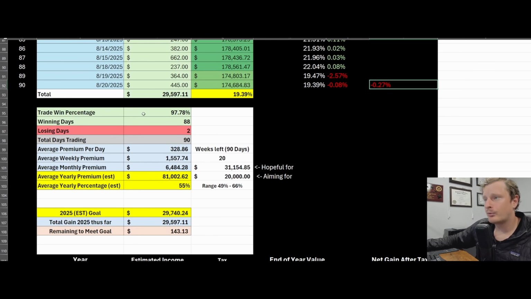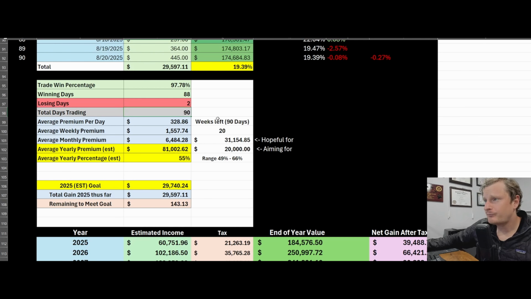Looking at my trade win percentage, I'm winning 97.78% of my trades. We had 88 winning days, 2 losing days, and as we mentioned before, we've elapsed 90 trading days in this year. And there are 90 trading days left in 2025, which is about 20 weeks of trading. And so that's about the halfway point.